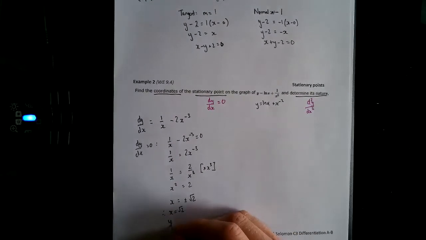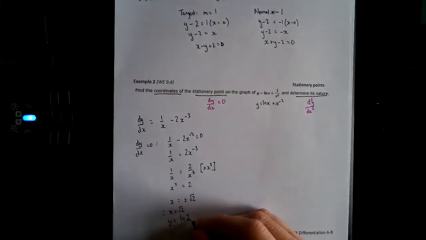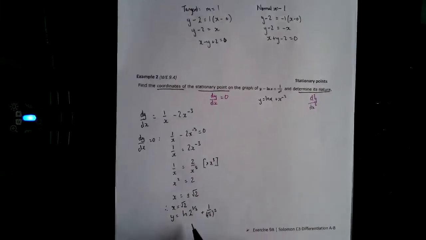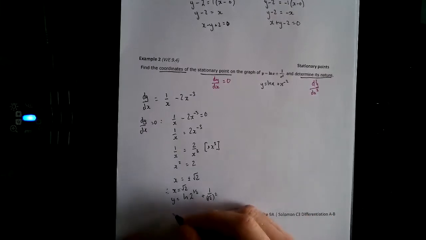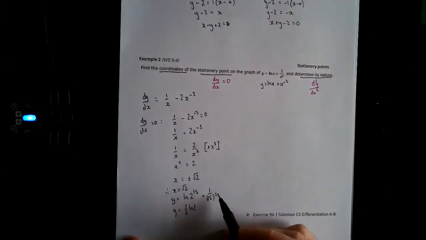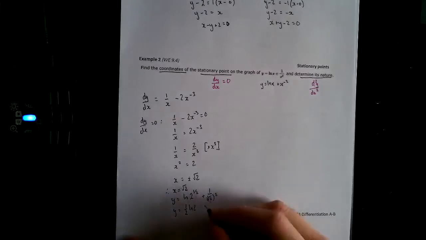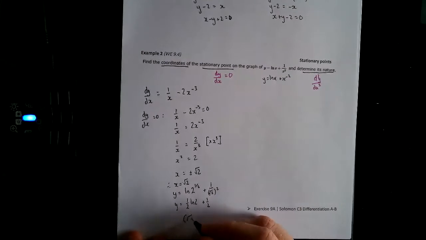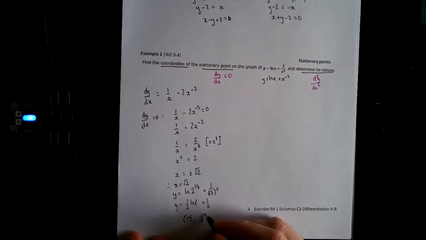And if we sub y in, I get ln root 2, so that's ln 2 to the half, plus 1 over root 2 squared. ln 2 to the half just gives me a half ln 2, and 1 over root 2 squared is equal to a half. So my coordinate is root 2, a half ln 2 plus a half.